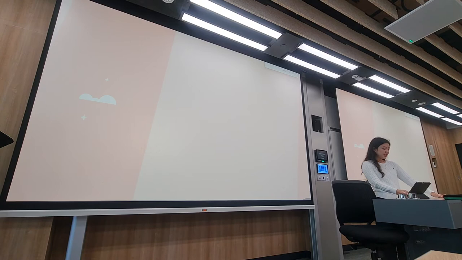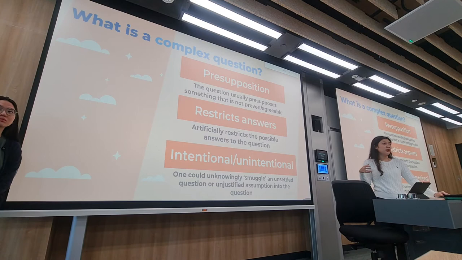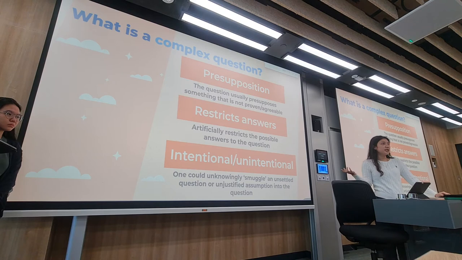Okay, so here we have two main features that we can use to identify the fallacious type of questioning. Firstly, the question usually has one or more presuppositions, and these are ones that are not proven or are not agreeable. Secondly, they can also artificially restrict the answers that can be offered in responding to the question. And another issue is that this can be committed intentionally or unintentionally. So one could unknowingly smuggle an unsettled question or an unjustified assumption into the question.